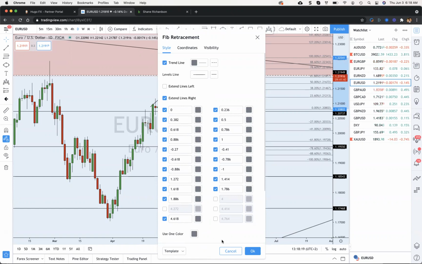Yeah, because this is pretty much what everybody used. I don't think the standard one had extensions on it. That's why I had to customize mine. So once you get into the Fibonacci stuff, you want to have the extensions on there just like this.